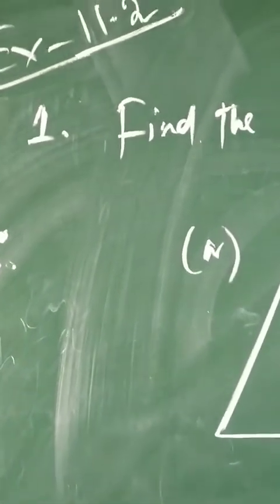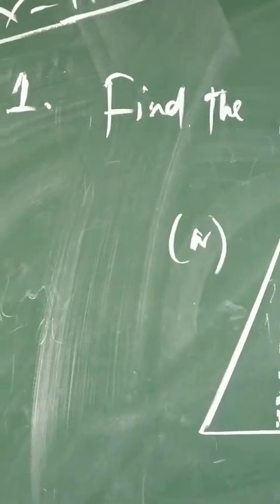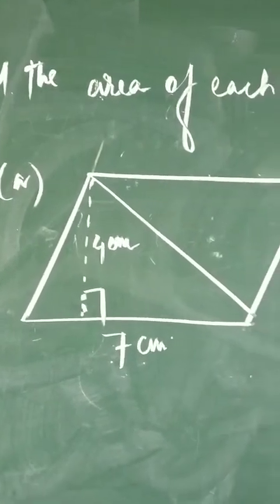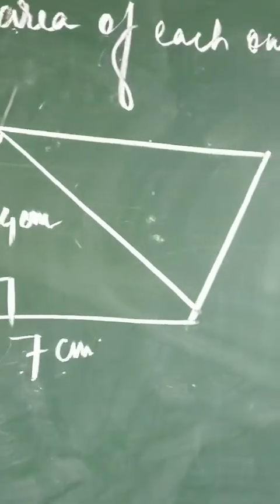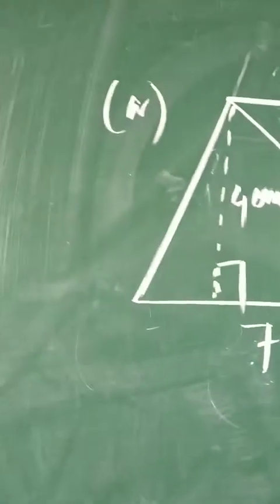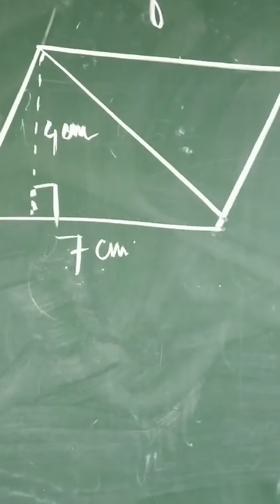Children, as of now, we have completed exercise 11.1 and today we will be dealing with some questions of exercise 11.2. I have drawn some figures on the board, 4 questions from question number 1. These are of parallelograms. So we will be finding the area of parallelogram.